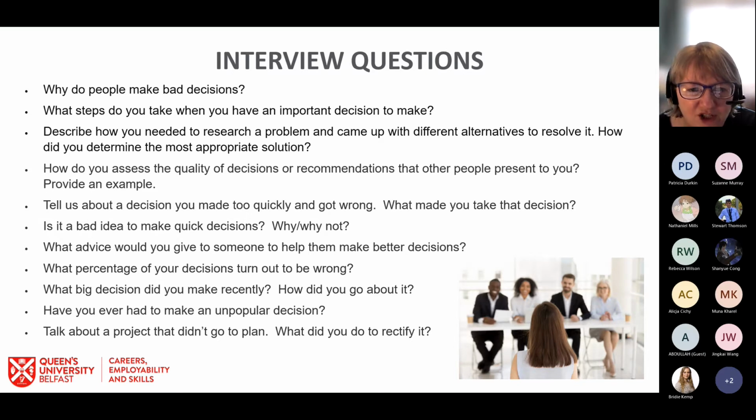What steps do you take when you have an important decision to make? Describe how you needed to research a problem and came up with different alternatives to resolve it. How did you determine the most appropriate solution? So that might be something like you could do as part of coursework. It might be something that you already have to do. But again, look for things that you've done in your own life as well, your own personal life, or other working examples as well. How do you assess the quality of decisions or recommendations that other people might present to you? Provide an example. Tell us about a decision you made too quickly and got wrong. What made you take that decision?